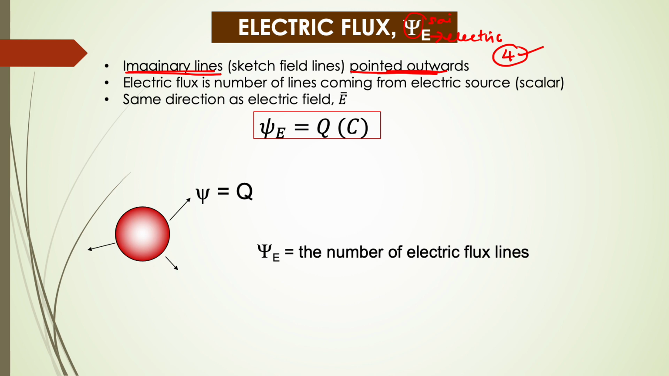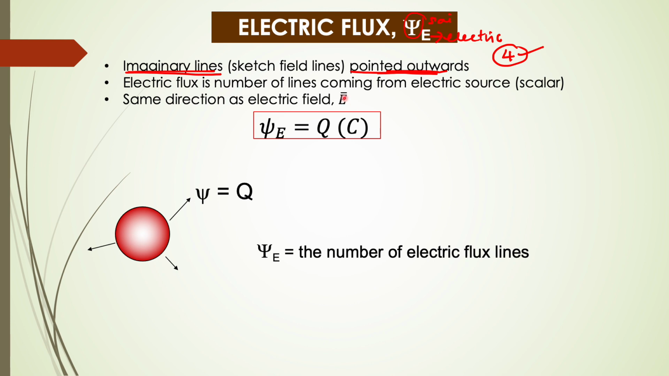Electric flux is also a number of lines coming from the electric source, and it is in a scalar form, meaning that the direction is not considered. There is no direction. However, we know the line is pointed out, but the direction is not considered, and the direction usually is the same as the electric field.